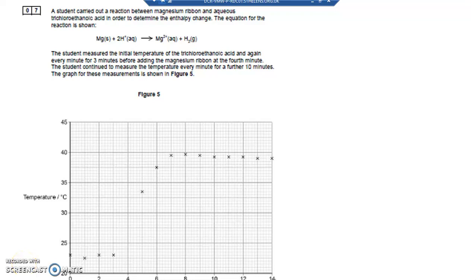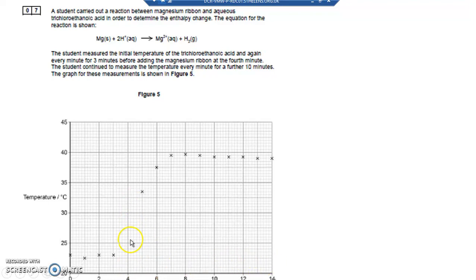Question 7, we've been given a graph, and from the graph we've got a temperature change, and then we've made a mixture or carried out the reaction at time 4. That's why we don't have a reading at time 4. So we've got some readings up to time 3 minutes. At time 4 minutes we don't have a reading, and then we've got readings at minutes 5, 6, 7, 8, 9, 10, 11, 12, 13 and 14.